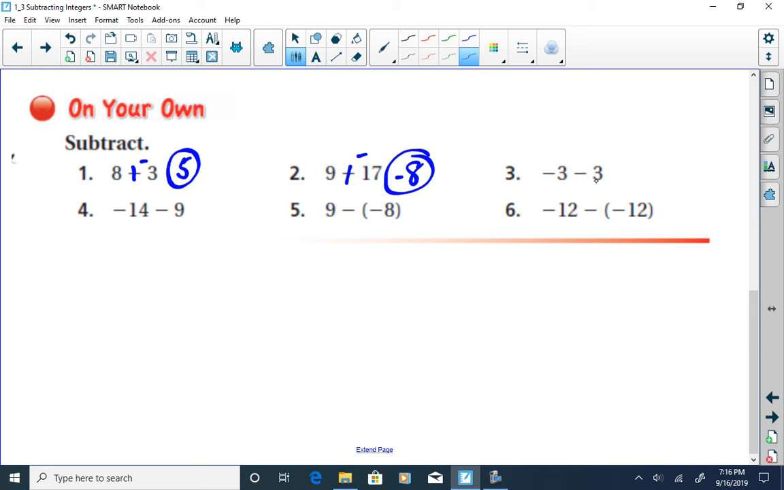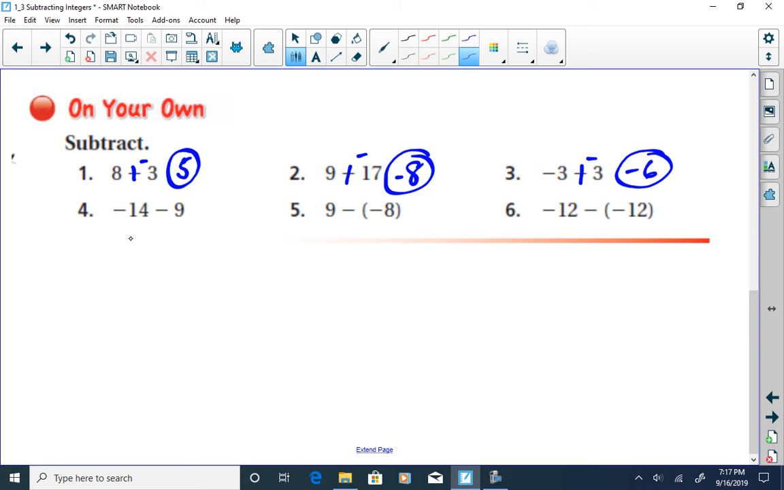Our next example, negative 3 minus 3. I change the subtraction sign to an addition sign, change the sign of the number that follows. Notice we never touch that first integer. If you look at these first three examples, that first integer never changes. It's only the subtraction sign becomes an addition sign, and we change the sign of the number that followed that subtraction sign to its opposite. Here, that number was positive, so it became negative. Now we have negative 3 plus negative 3. It's going to be negative 6.